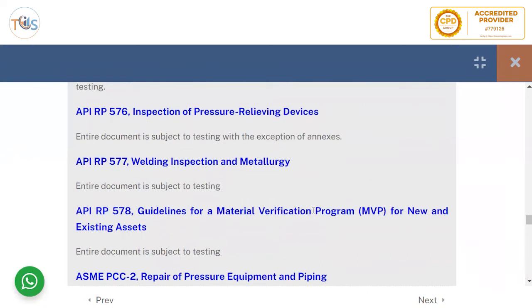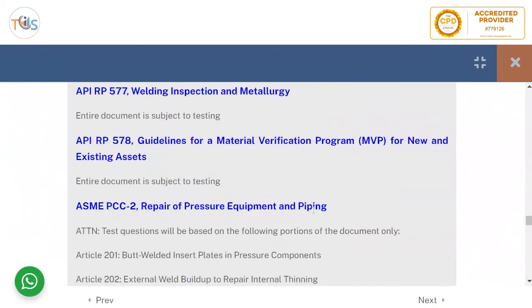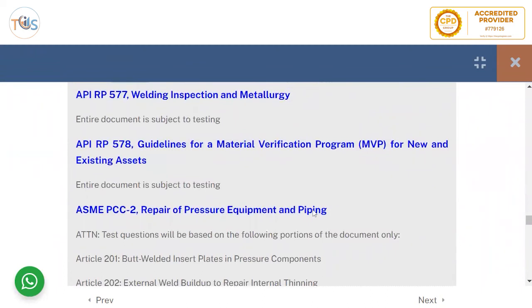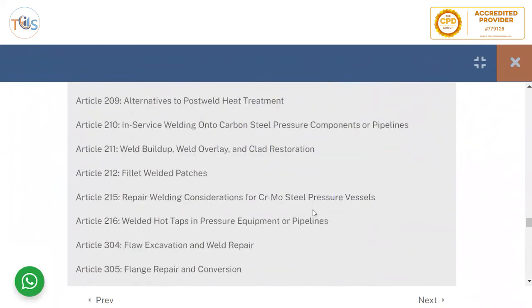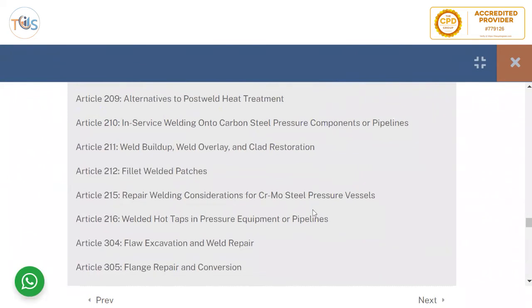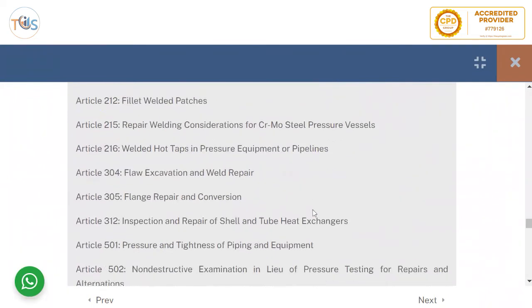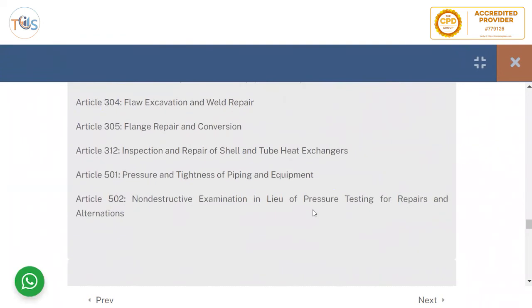So as you can see here, the entire document is subject to testing, but for 576, 577, 578, and PCC-2 only these articles are used. That you should know, and we have covered in our course.